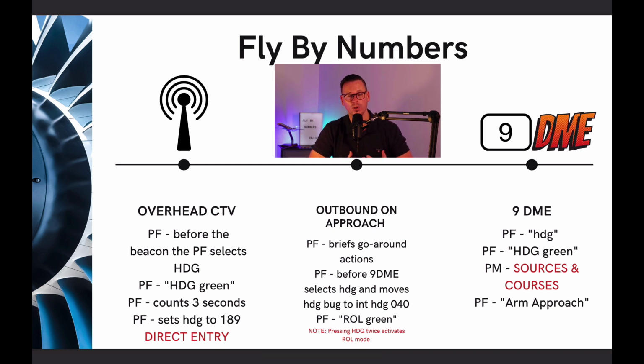And then again, important now, sources and courses. What do we have to do? Well, we've got to intercept the ILS. We would have been set up for all this already, 110.3 on both sides. That should have been in the standby. So the pilot monitoring activates 110.3 on the pilot flying side, then 110.3 on your own side, making sure 009 course bars are set on both sides. After that is done, the pilot flying says, arm the approach.